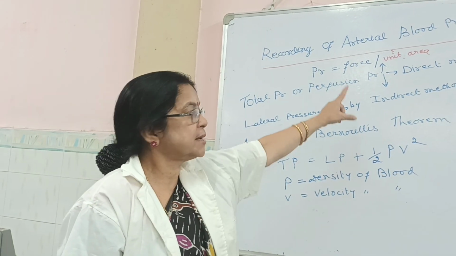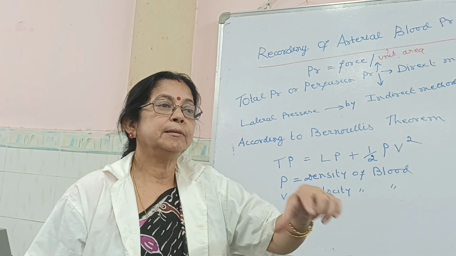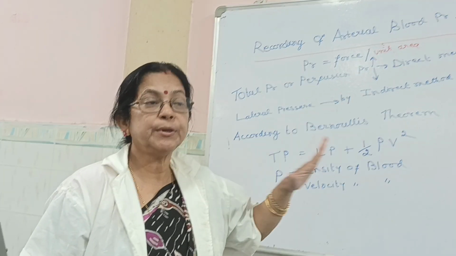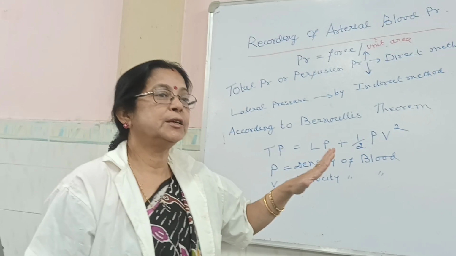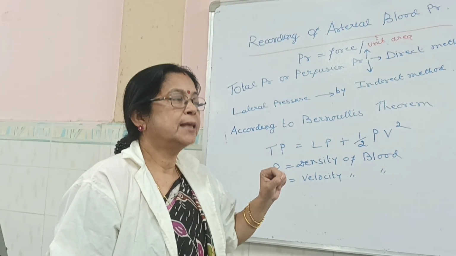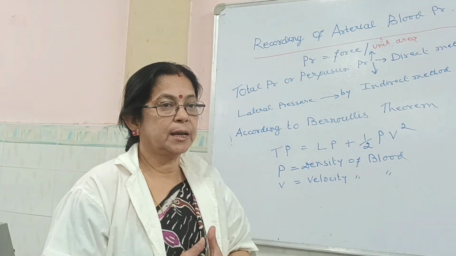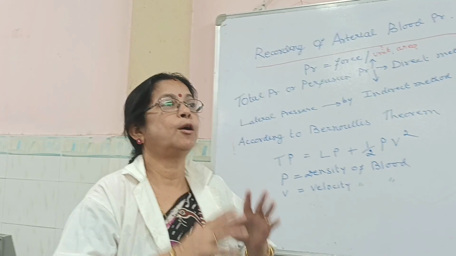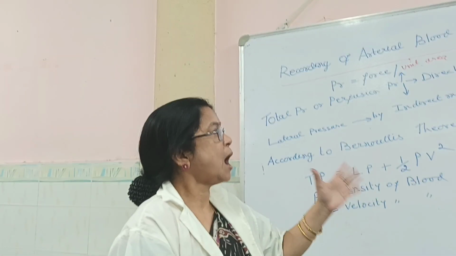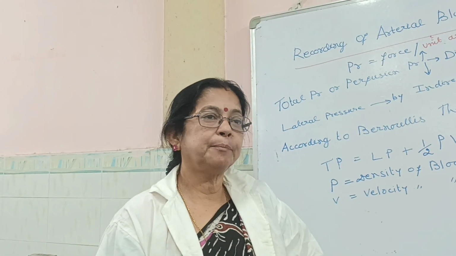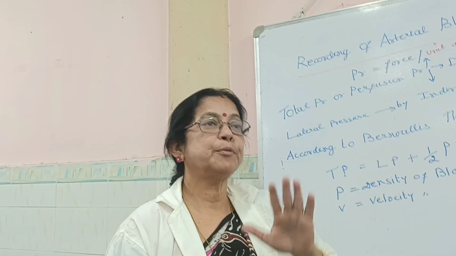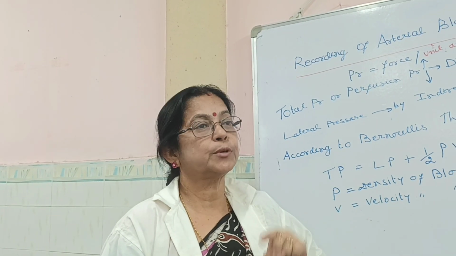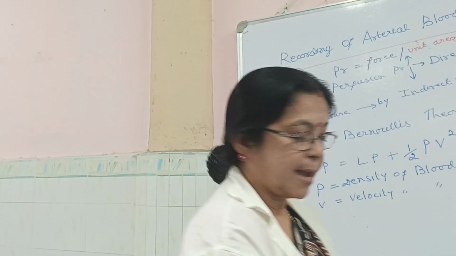If the perfusion pressure is very low, suppose in the kidney, if renal arterial perfusion pressure is low, it will lead to anuria and ultimately to death. For this reason, the perfusion pressure is very important. It decides the perfusion pressure of all the vital organs and all the organs of our body. So our idea in measuring the blood pressure is to measure the perfusion pressure or total pressure. But to measure this, we have to use a direct method.